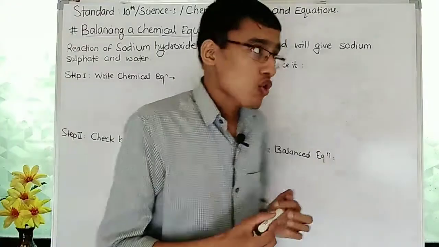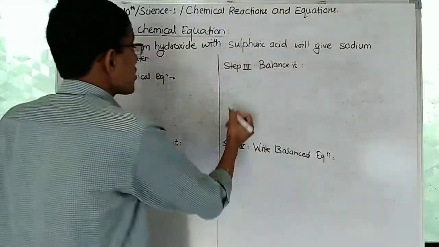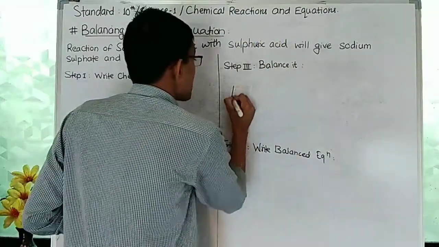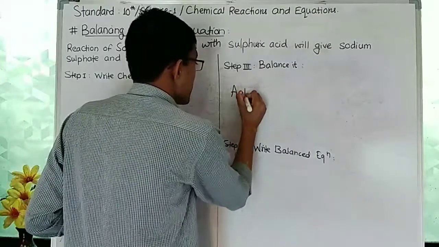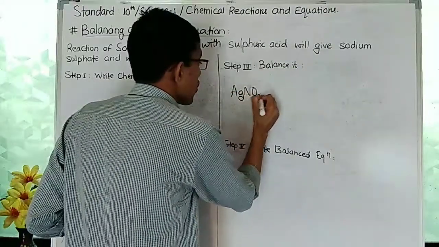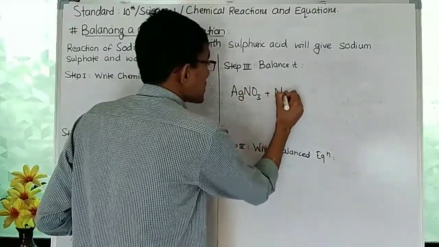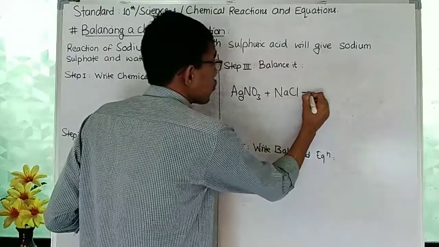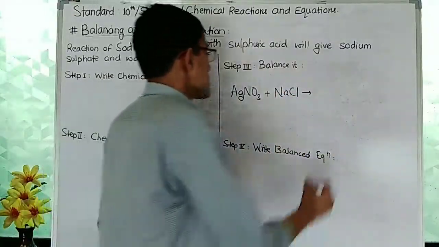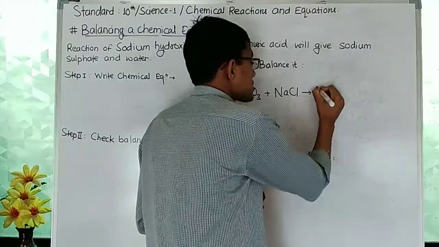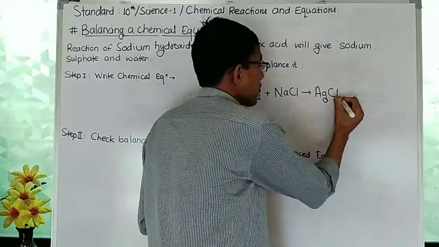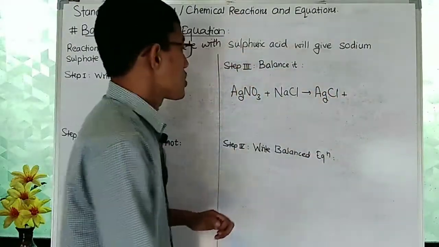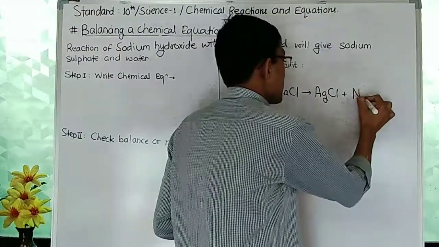So the reaction of silver nitrate, that is AgNO3, with sodium chloride, NaCl, will give us silver chloride, that is AgCl, and sodium nitrate, that is NaNO3.